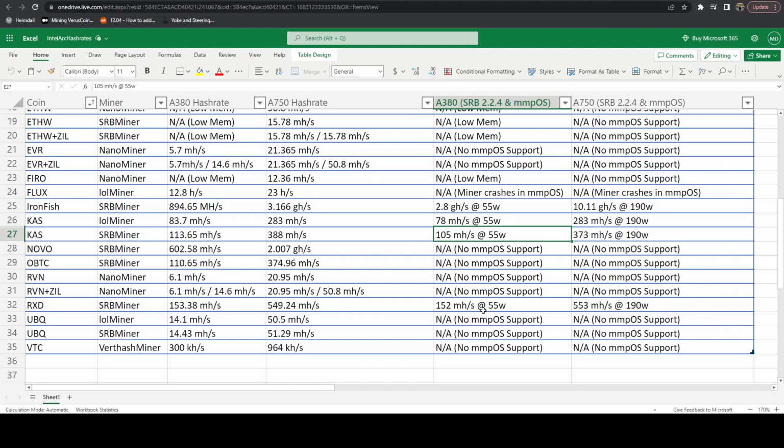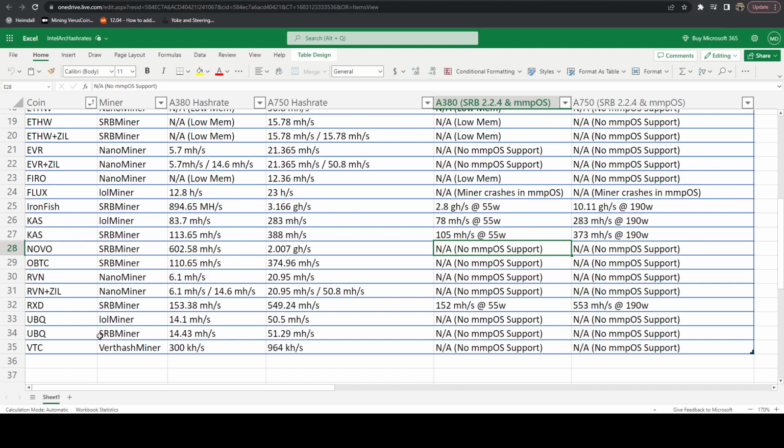Ubik, I could not get to work within mmpOS either. And again, this is really interesting that basically all of the ETHASH variants, I couldn't get them to mine within mmpOS directly, but the Zil switching did work.